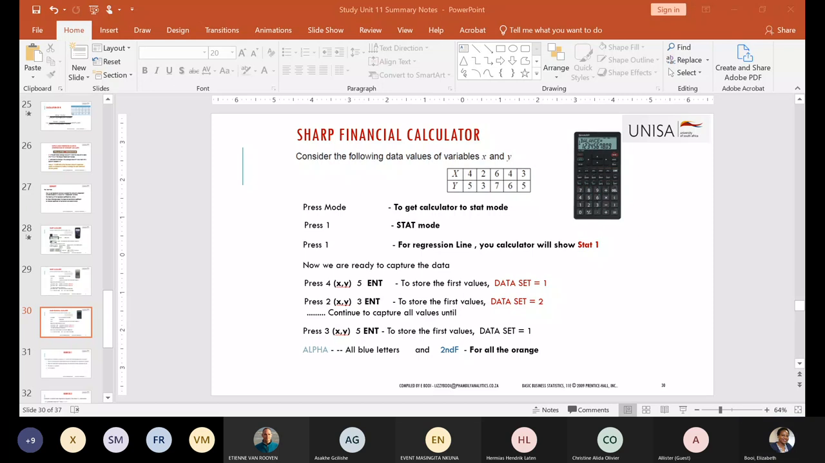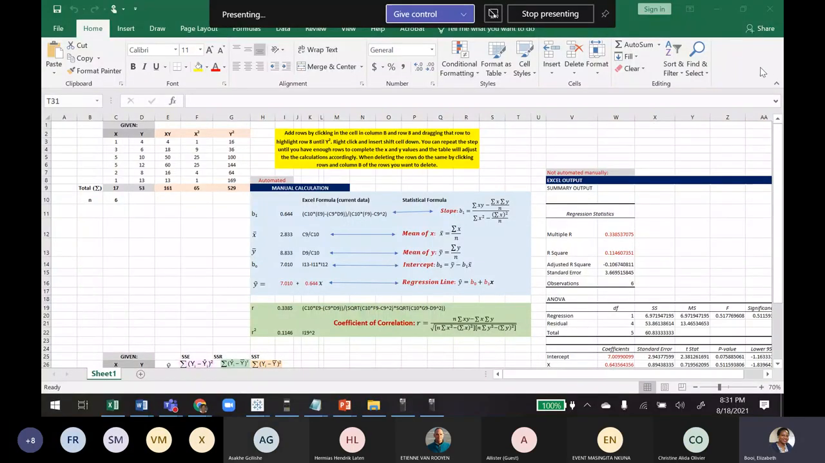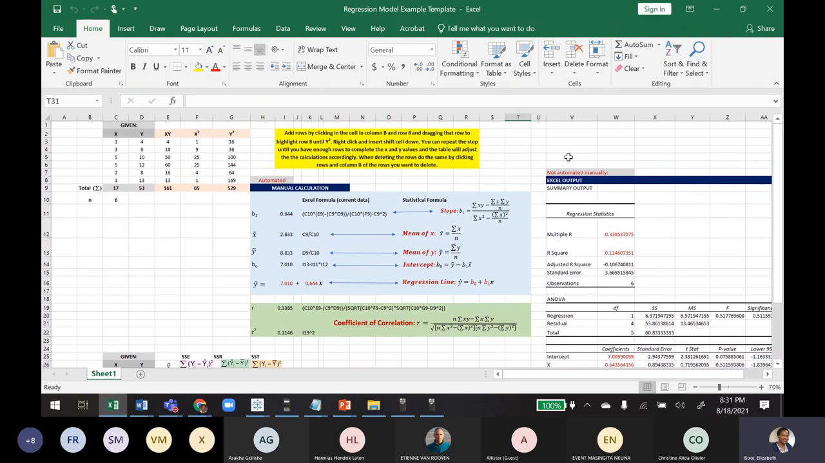So, the first step I want to show you is, let's share my screen, my entire screen is the Excel sheet. Okay, so on the Excel sheet, you will notice that I already did my Excel output, but I will redo it so that I can show you how to get there in case you want to start from the beginning.